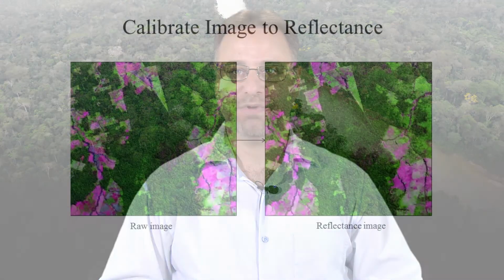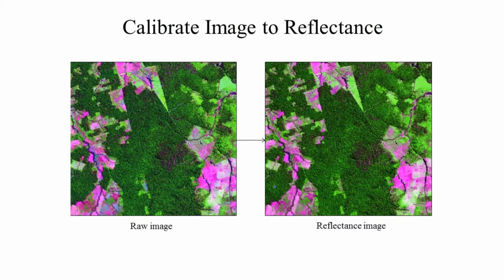In this section, we'll discuss the first step of CLASLite, calibration to reflectance. The objective of this step is to convert the data registered in each pixel of land cover by the satellite sensor into surface reflectance values that we can use for mapping.